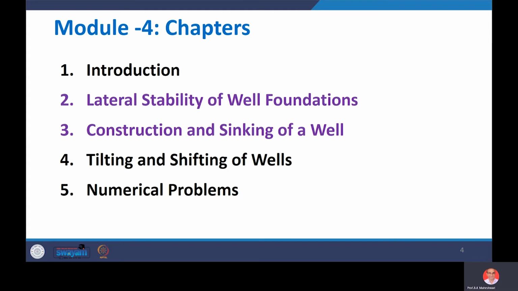And then today we will also talk about the construction and sinking of a well. Finally, in the next lecture we will discuss the last two topics, that is tilting and shifting of wells and some numerical problems. So let's start from lateral stability of well foundations.